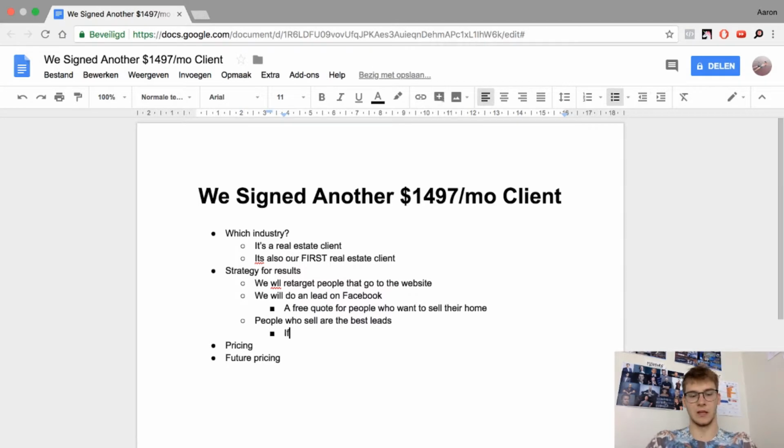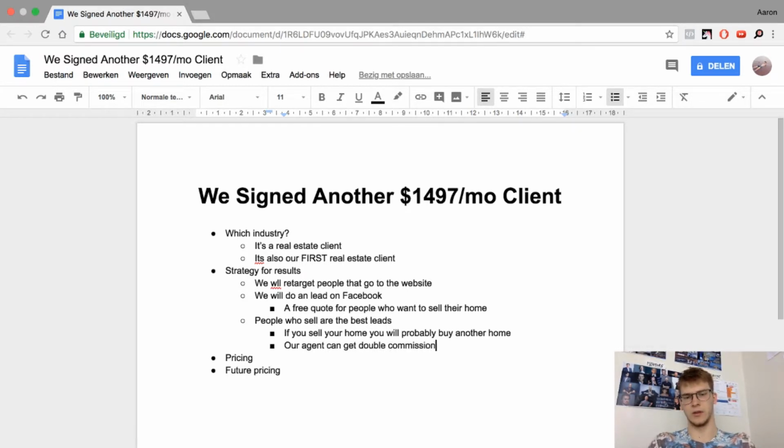So if you sell a home, you will probably buy another home, so our agent can get double commission. The client we are working with is a real estate agency, but their agent can get double commission, which is amazing. This is really important because if they can get double commission, they can even pay us more. So it's really amazing for us. Something that we are doing is a free quote and stuff like that.